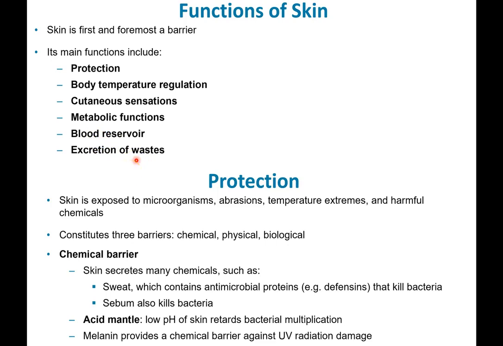Now, the skin acts as a protective chemical barrier by secreting various chemicals such as sweat and sebum to defend against invading bacteria. The surface of our skin also contains a thin film called an acid mantle that lowers the pH environment of our skin in order to curb the growth and replication of microbes. Lastly, melanin also serves as a chemical barrier by protecting the nuclei of keratinocytes from UV radiation damage.